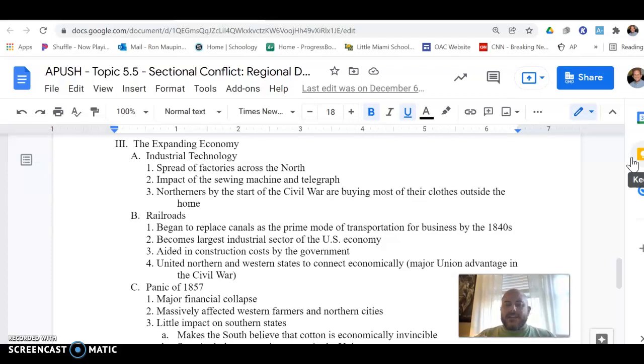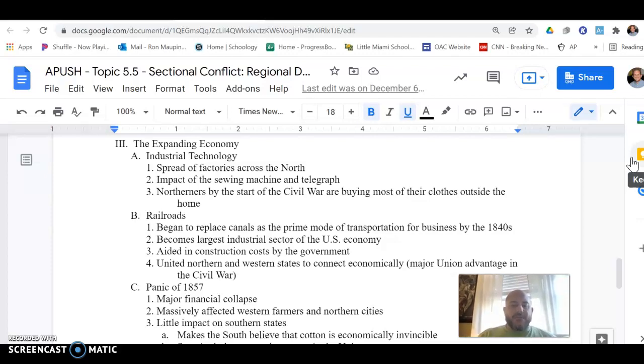By the time the Civil War starts in the 1860s, a typical Northerner is now buying most of their clothes outside the home at some type of retail store, something along those lines. Something that we can definitely identify with today. In the South, not nearly that same level of buying clothes outside of home.